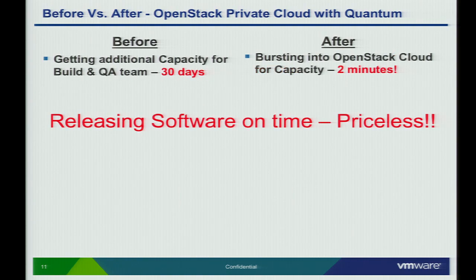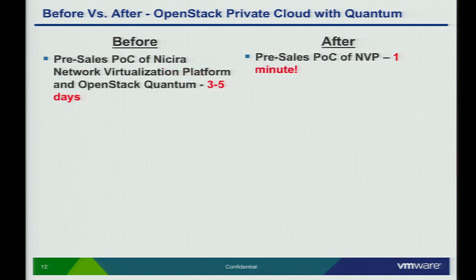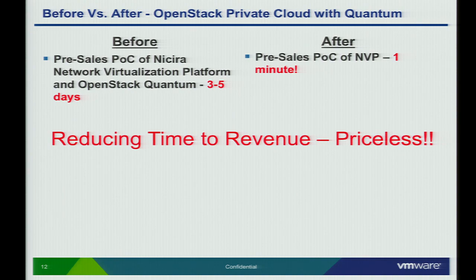So, that was the wrong one. This is supposed to be that we reduce your time to revenue by a humongous factor, like a bazillion, pretty much, if you do the math of 7 days, 5 days, to a single minute.